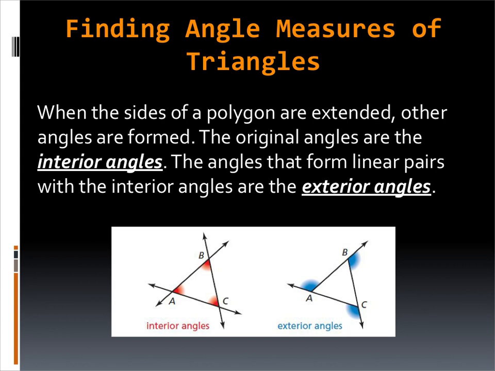So, finding angle measures of triangles. When the sides of a polygon are extended, other angles are formed. The original angles are the interior angles. The angles that form linear pairs with the interior angles are exterior angles. So whatever is inside of my polygon, those angles are my interior angles. And whatever is outside of my polygon, those angles are my exterior angles. So here are my exterior angles because they are outside of triangle ABC. Okay, so that's going to be critical as we move forward.